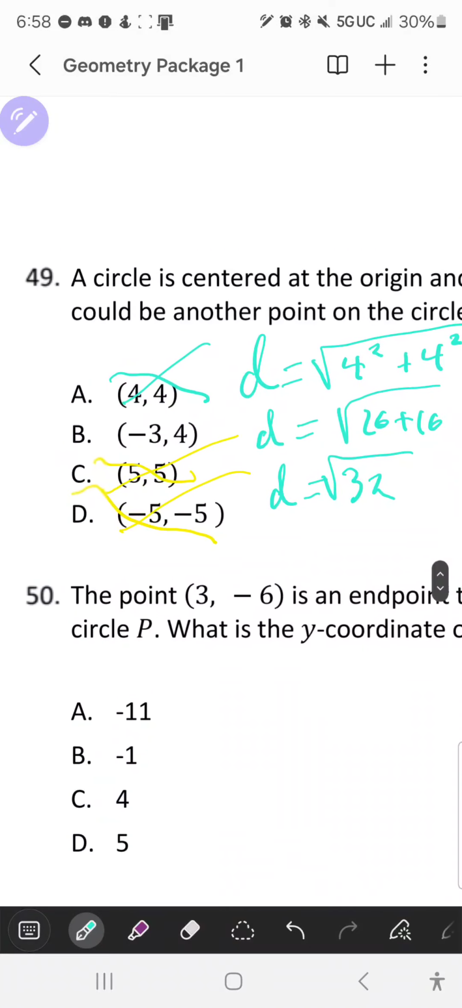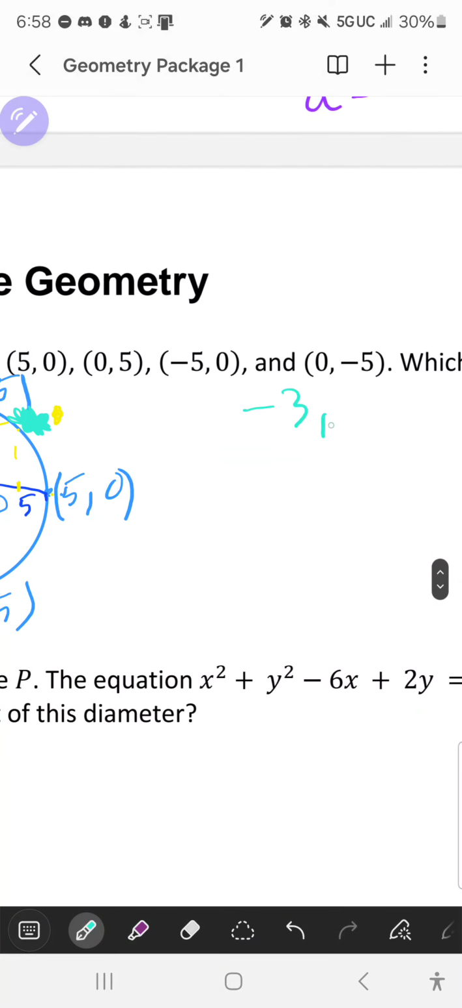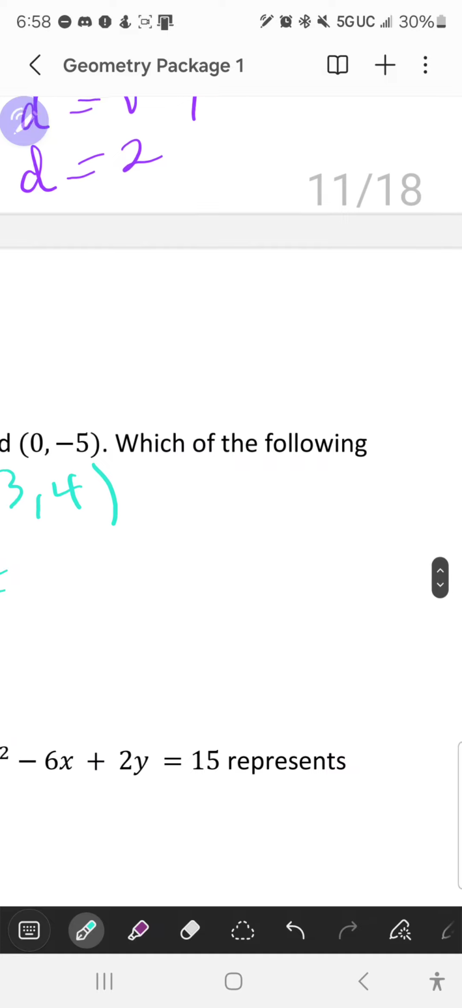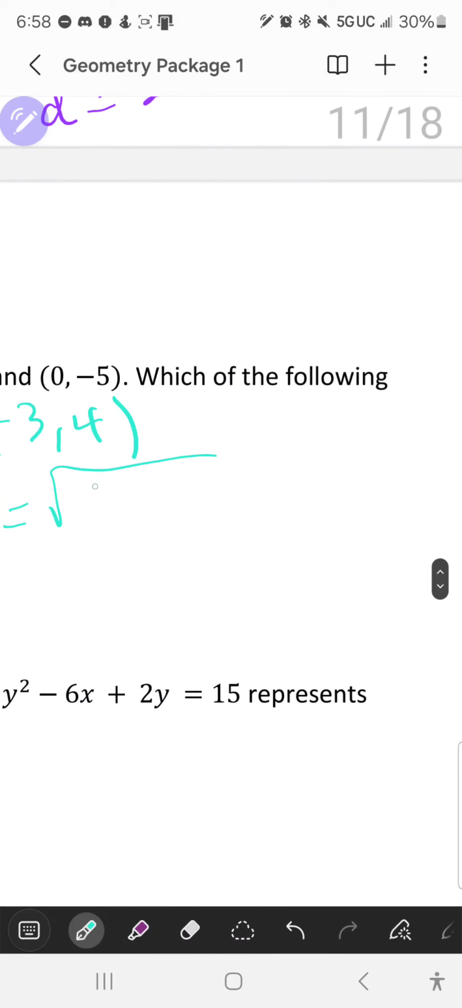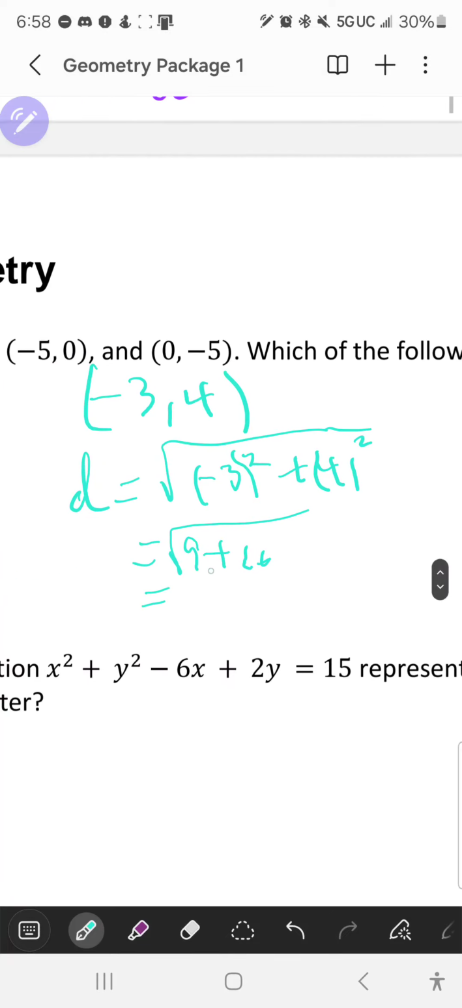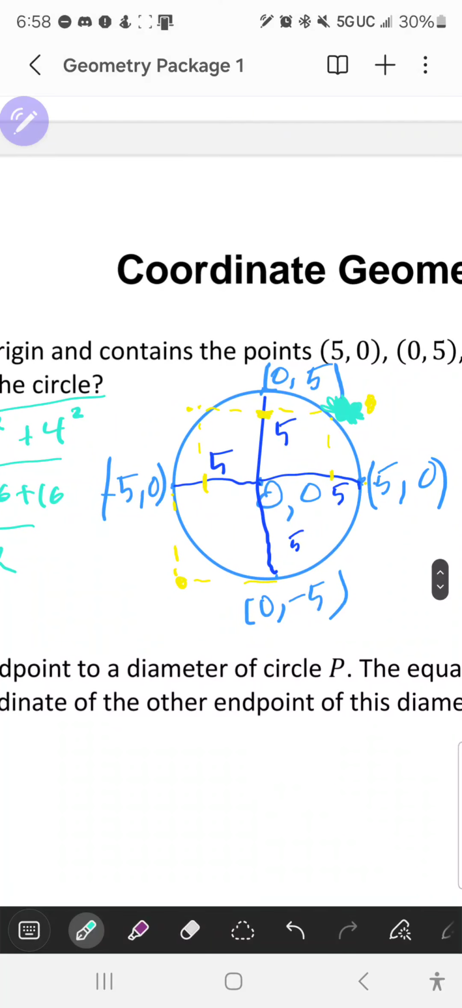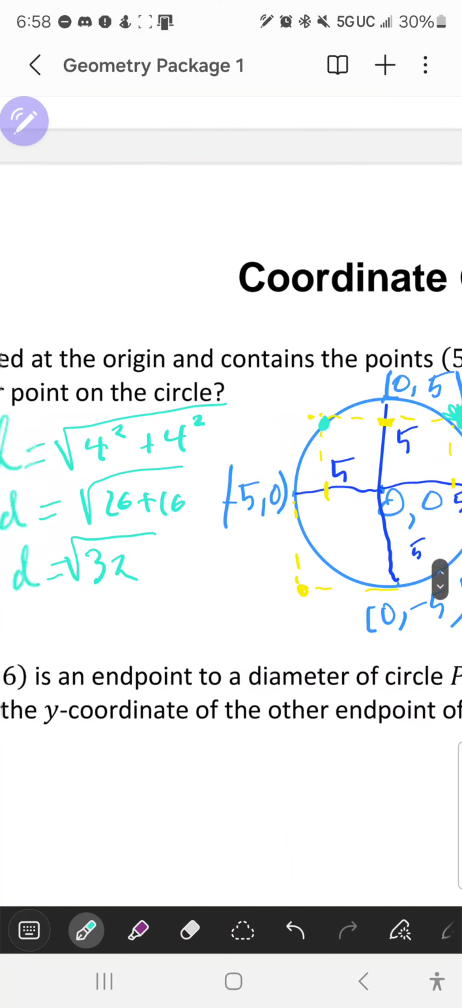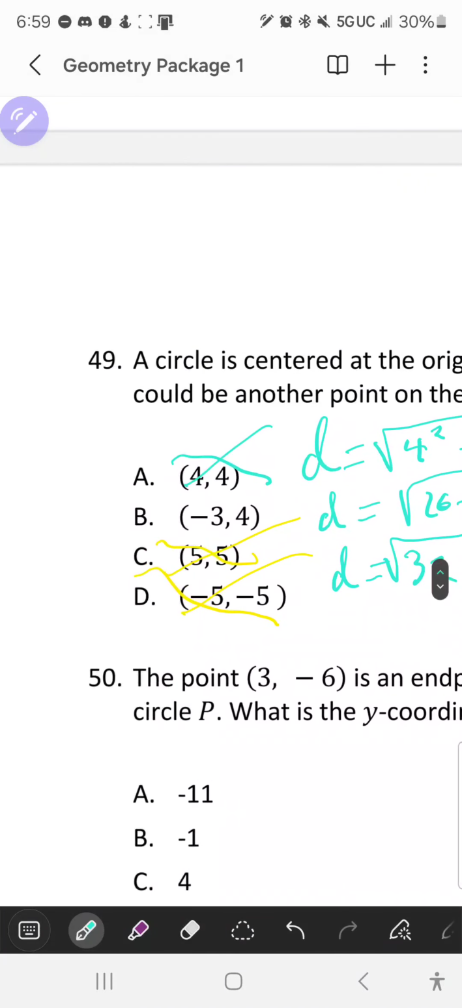Now in this case, it's negative 3, 4. So I have the distance. Since it is 0 here, I'm just going to put these numbers. So it will be negative 3 squared plus 4 squared, so 9 plus 16. 9 plus 16 is 25, so the square root of 25, and we get 5. And that's the radius we were looking for. So this is negative 3, 4, and that's our answer.